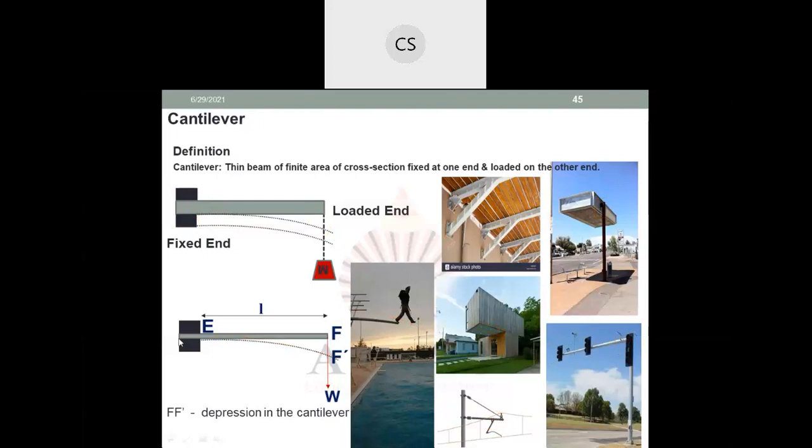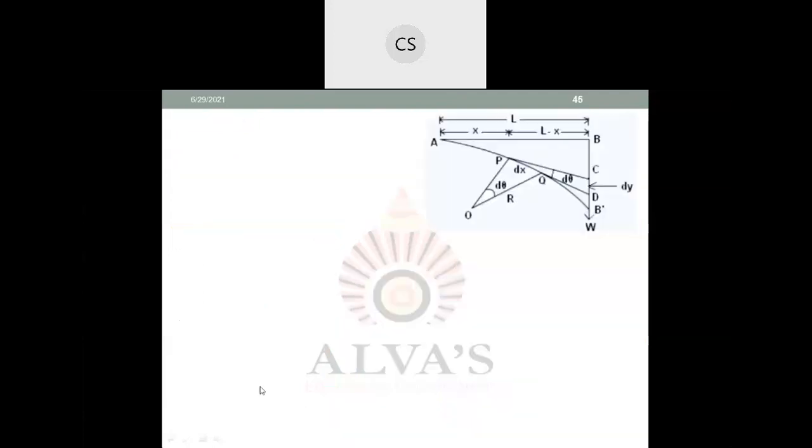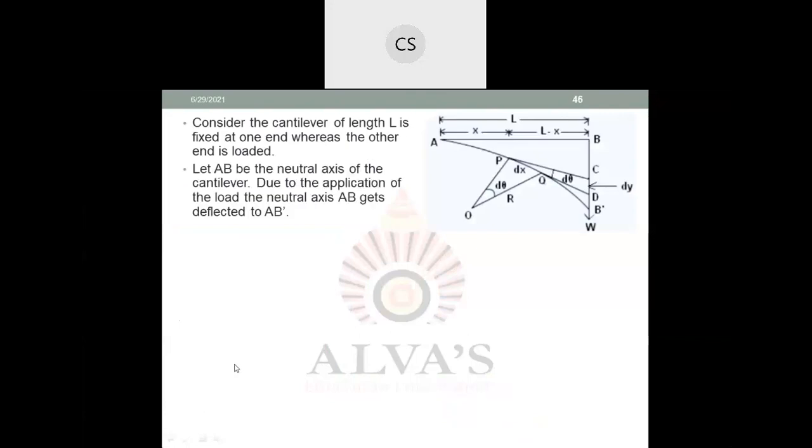Next, our task is to find out how much depression it undergoes. We understood that whenever the cantilever is loaded, it undergoes depression. To understand this, let us consider a cantilever which is fixed at one end. Let us say end A is fixed.